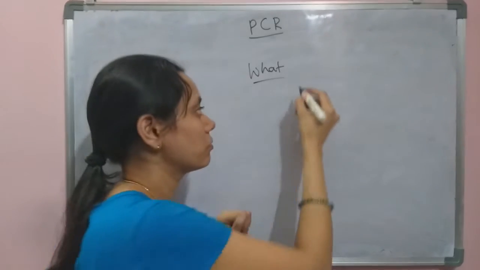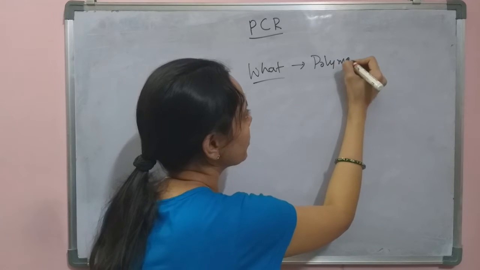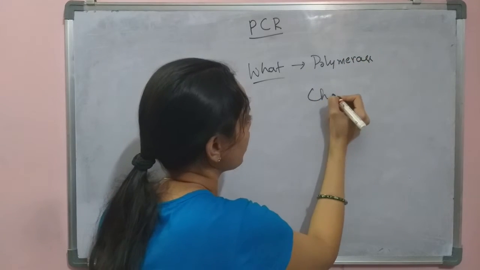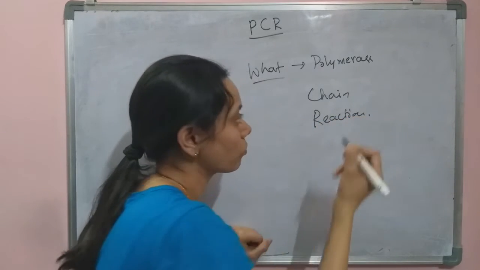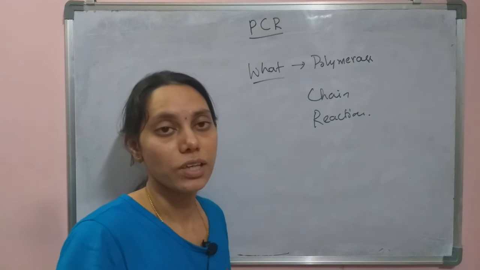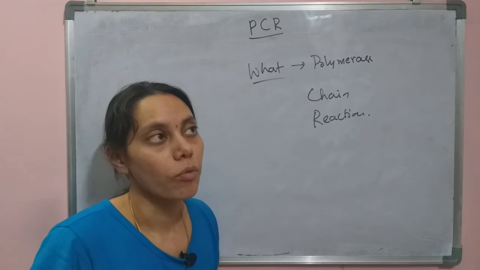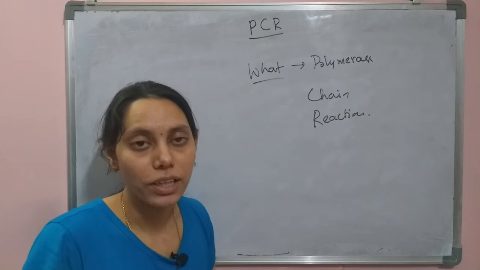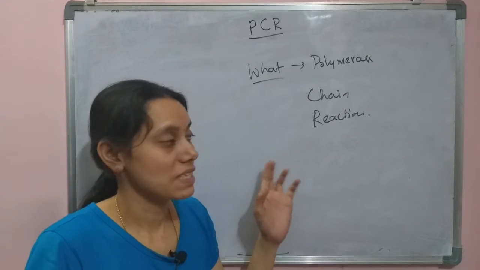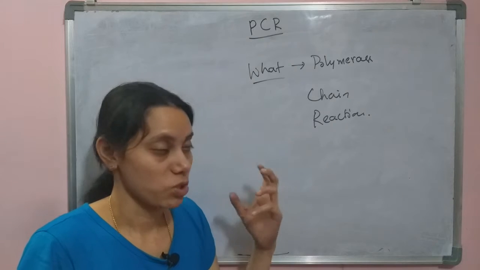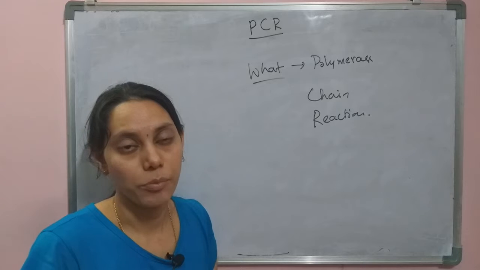So PCR, the name stands for polymerase chain reaction. This polymerase chain reaction is a very popular method of amplifying DNA inside the laboratory. So we can artificially amplify the specific portion of the DNA using this PCR reaction. It is a very popular method in molecular biology and genetic engineering laboratories.